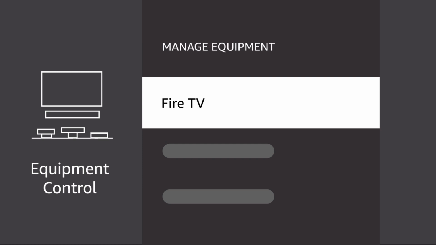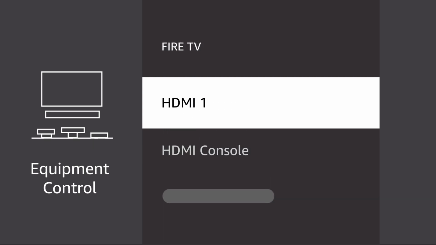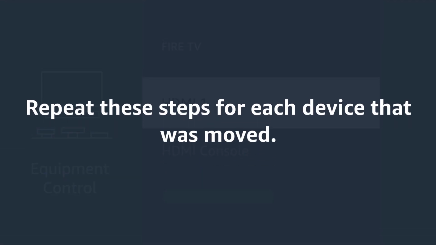Select the device you had to move. Select the new HDMI port it was plugged into. Repeat these steps for each device that was moved.